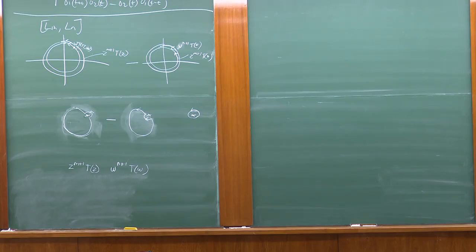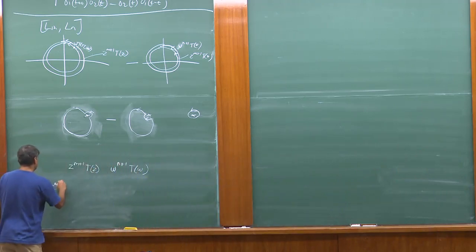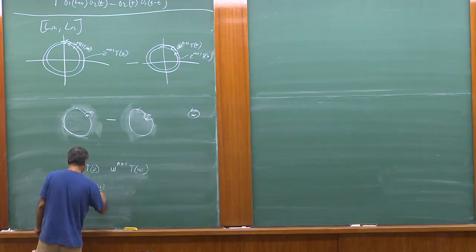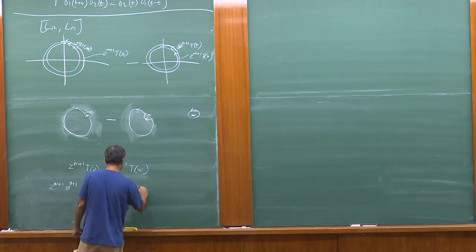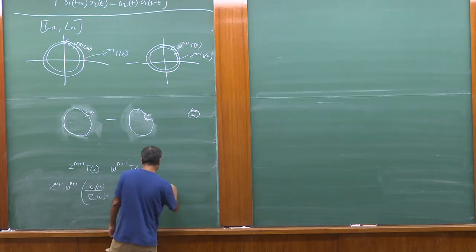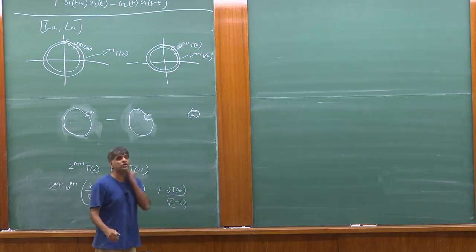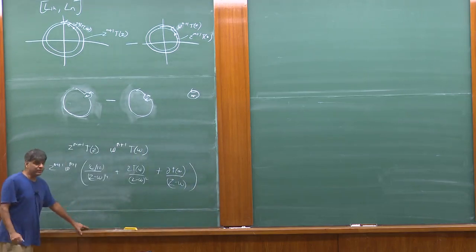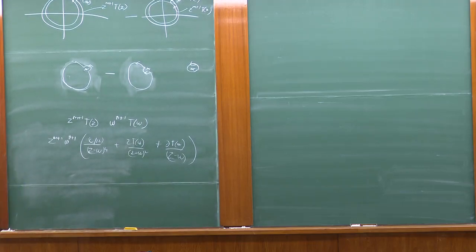So now what we want to find is non-analyticities at z equals w. But we know how to do that because that was the whole point of the operator product expansion. So we get z to the power m plus 1, w to the power n plus 1, and then we had c by 2 over 12, z minus w to the power 4, plus 2 T of w over z minus w the whole thing squared, plus del T of w by z minus w. Everything else is regular, so will not contribute. So these are the only terms that can contribute. So we've got this object, and we want to find the pole at z equals w. Right?